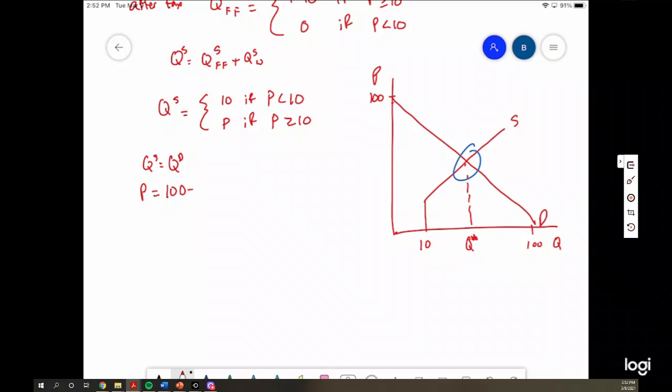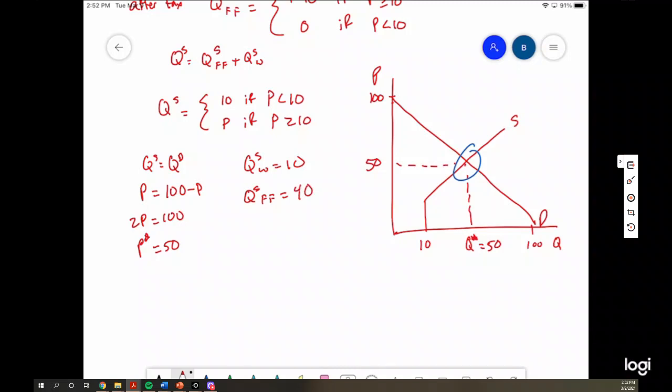Equals 100 minus P. So then we get 2P equals 100. So P star in this case is equal to 50. And Q star is then equal to 50 as well. Of that, QS wind is 10, and that means that QS fossil fuel is equal to 40.